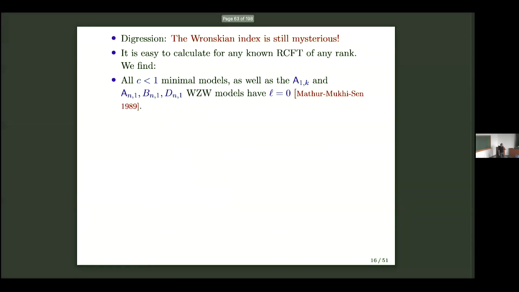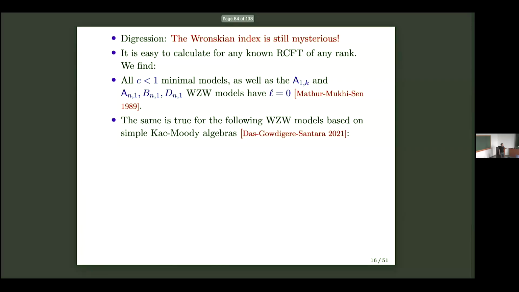Anyway, this is a quick digression then. This Wronskian index is a nice thought, which was not studied in the 80s. You can ask, we know so many rational CFTs, what is their Wronskian index? Turns out all C less than 1 minimal models have L equals 0. All SU(2) level K Wess-Zumino-Witten models have L equals 0. All A, B, and D Wess-Zumino-Witten models at level 1 have L equals 0. This we all calculated in '89. These authors more recently extended our calculation and showed that also in all these cases, the Wronskian index is 0.